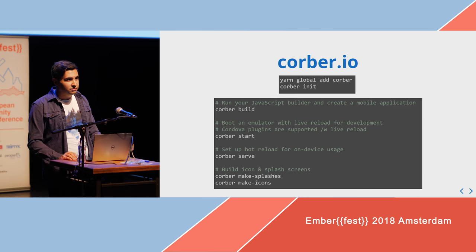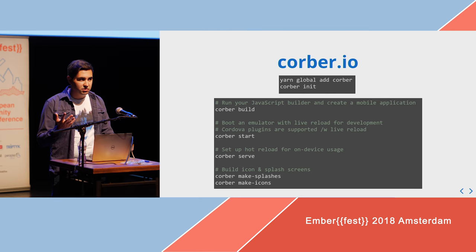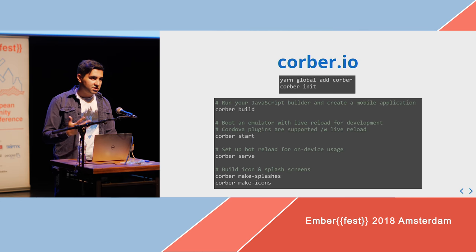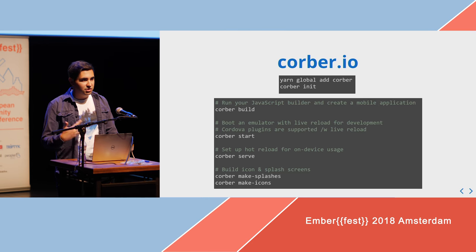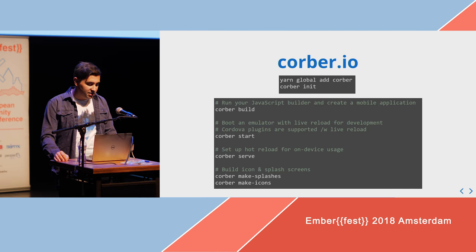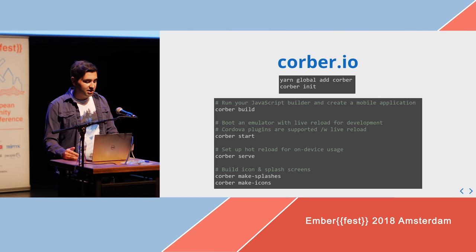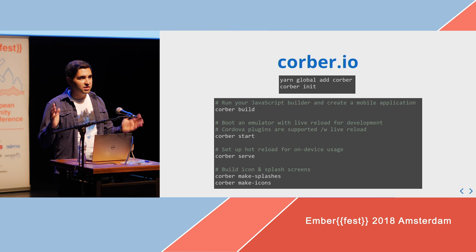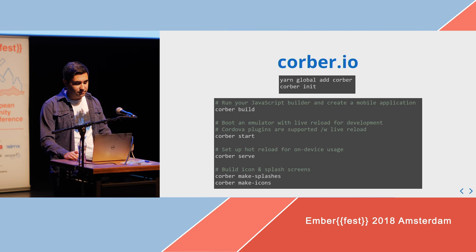For that, there is Corber.io, which is absolutely awesome, previously called Ember Cordova. Now it also works for Vue.js and React, I think. You just install it with Yarn or NPM, doesn't matter. And then if you run corber init in your project, it will set up all the Cordova things for you. And that's basically it. Then you can just use some commands provided, like corber build or start and serve. You can even do live reloading on device. It's pretty cool. And it even helps you with tedious things like making splash screens and icons for all the different device sizes. I can really recommend it for basically any Cordova-based project.